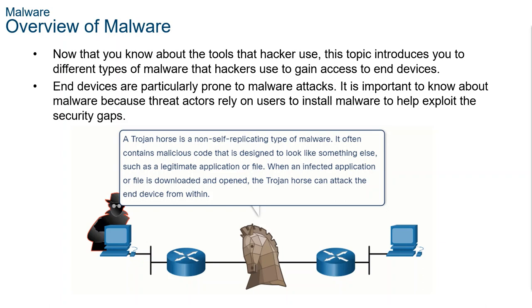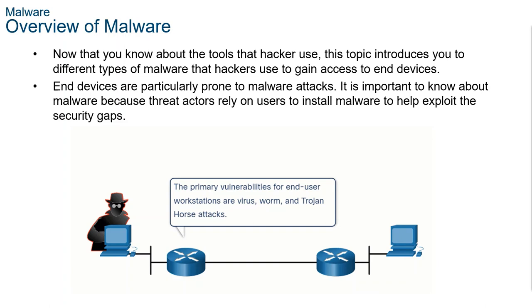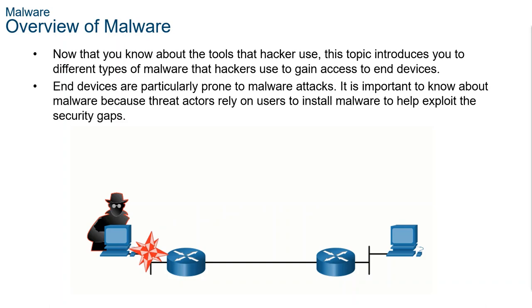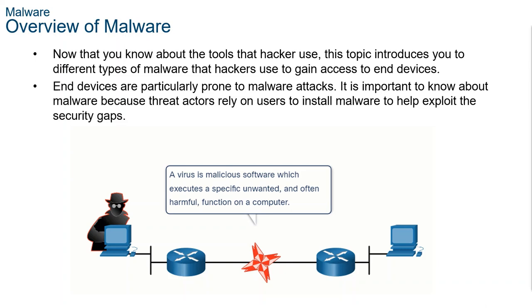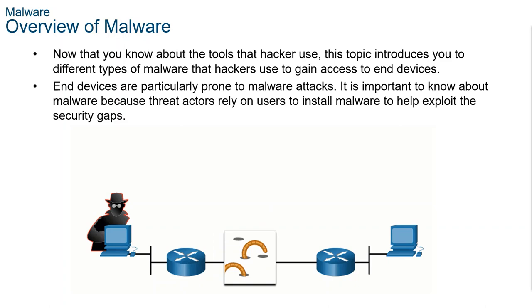So the next one is a Trojan horse. Okay, this is a non-self-replicating type of malware. It often contains malicious code that is designed to look like something else, such as a legitimate application or file. So when an infected application or file is downloaded and opened, the Trojan horse can attack the end device from within.